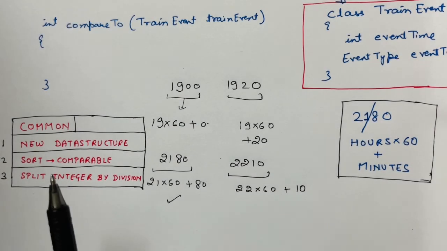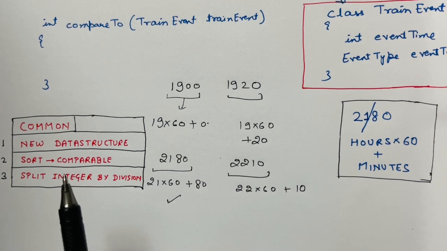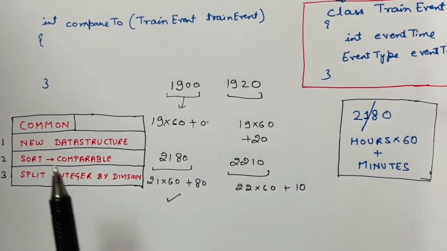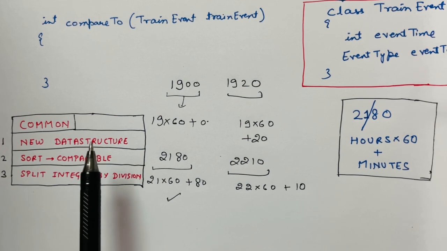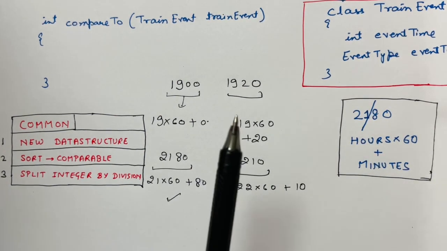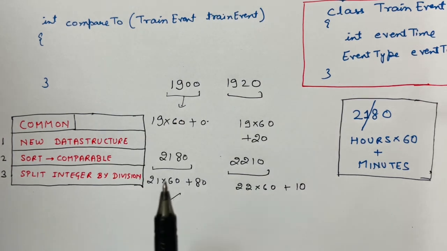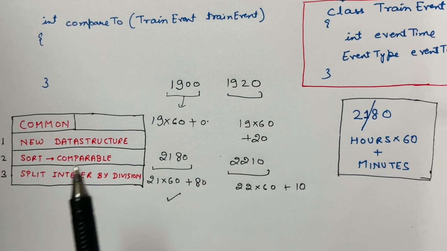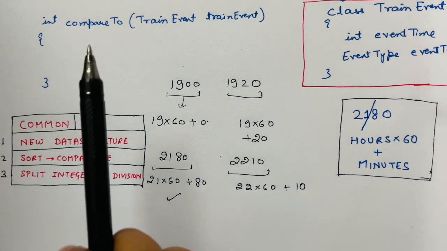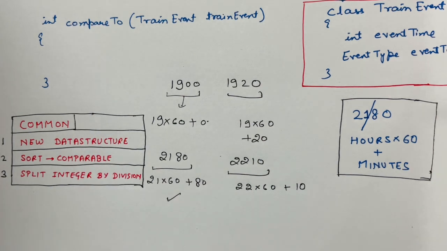There are multiple common things to learn here which we can apply in other questions as well. First is deriving a new data structure, like we derived this train event data structure and put existing values into the new data structure. Second is sorting a custom data structure using comparable, like we overrode the compareTo method. And third thing is often we need to split an integer into two parts or three parts that we can always achieve by division, and we can use the quotient and remainder to see the split integer.